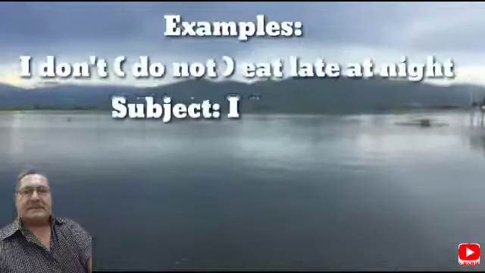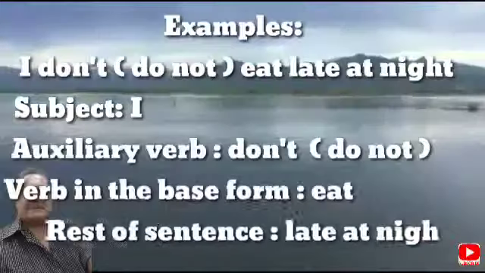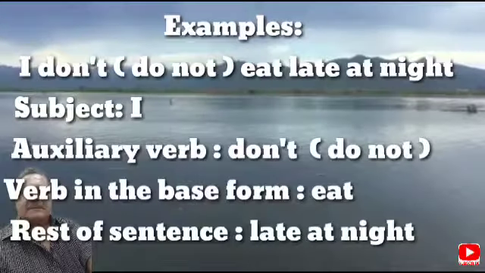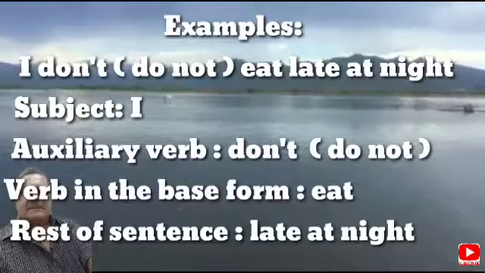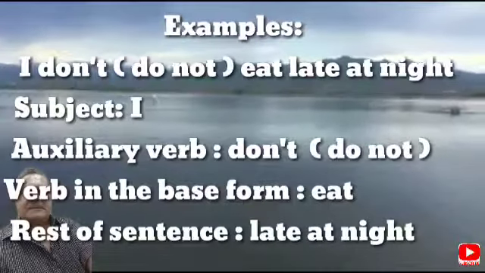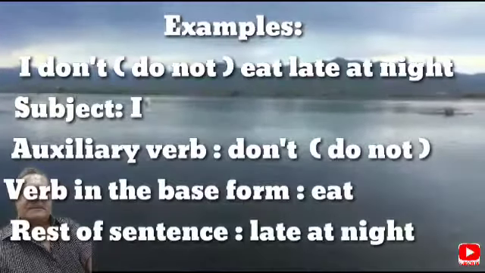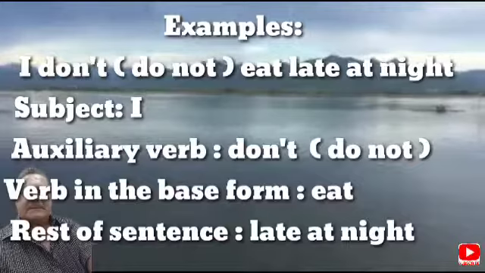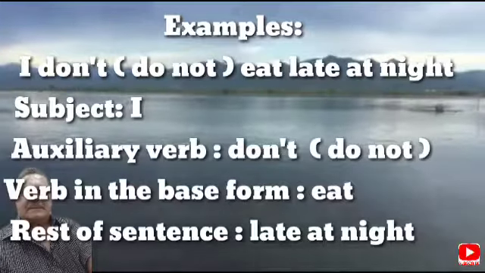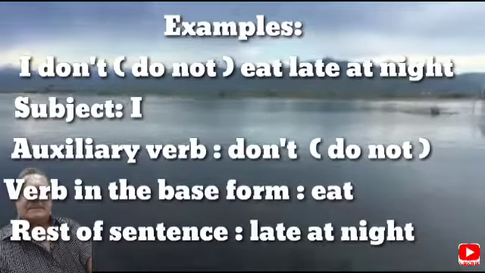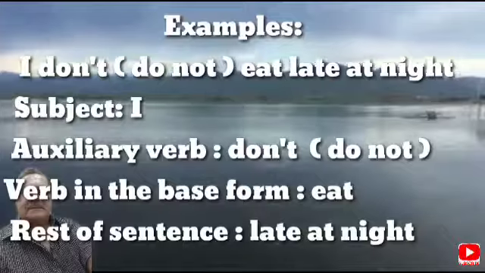Examples. I don't or do not eat late at night. So the subject would be I. Auxiliary verb is don't or do not. And the verb in the base form is eat. And the rest of the sentence late at night.